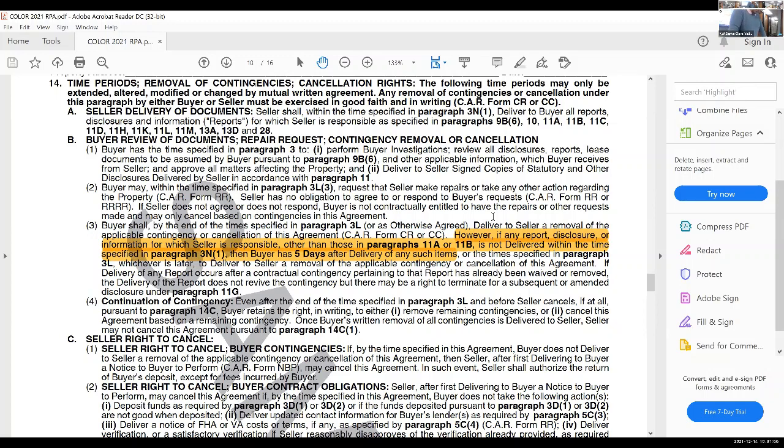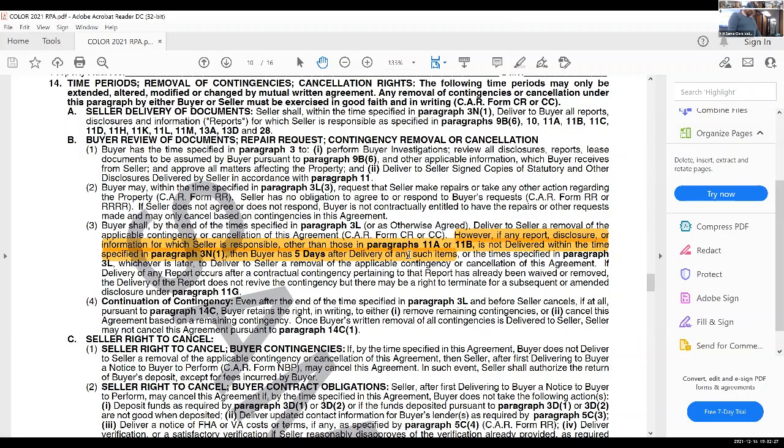If the seller does not deliver, the buyer shall, by the end of the time specified in paragraph 3L, deliver to seller a removal of the applicable contingency or cancel the agreement. However, if any report, disclosure, or information for which the seller is responsible, other than those in paragraph 11A or 11B, is not delivered within the time specified, then the buyer has 5 days after the delivery of such item, or the time specified in paragraph 3L, whichever is later, to remove the contingency.